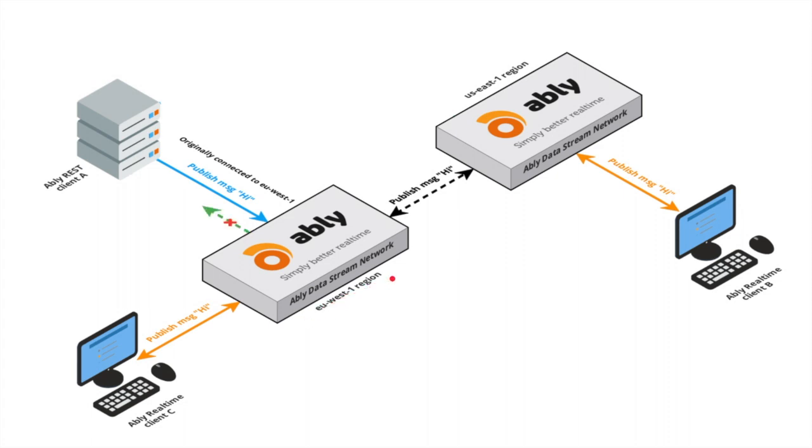Another possible scenario is when client A publishes a message to Ably, say to EU West 1 in this case, but the acknowledgement never reaches back to the publisher. So now client A attempts to republish the message, only this time it is routed to communicate directly with the US East 1 node.